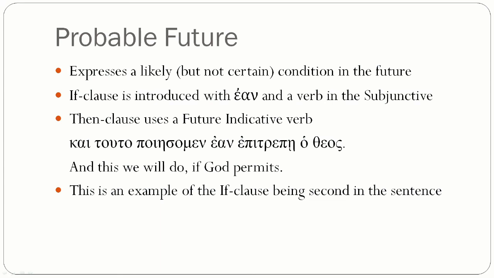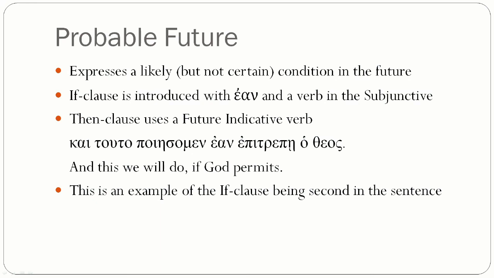Now, the previous two were introduced with the word ei. For the if, this one is now ean. And the verb correspondingly comes in the subjunctive. The then clause is going to use a future indicative verb, hence probable future, right? So, kai touto poiesomen, there's your future. Notice the sigma there after the lengthened vowel. This is from poieo in chapter 19, so do or make.